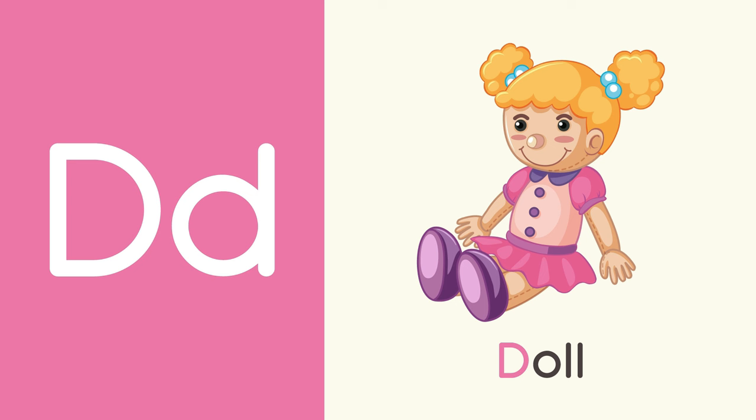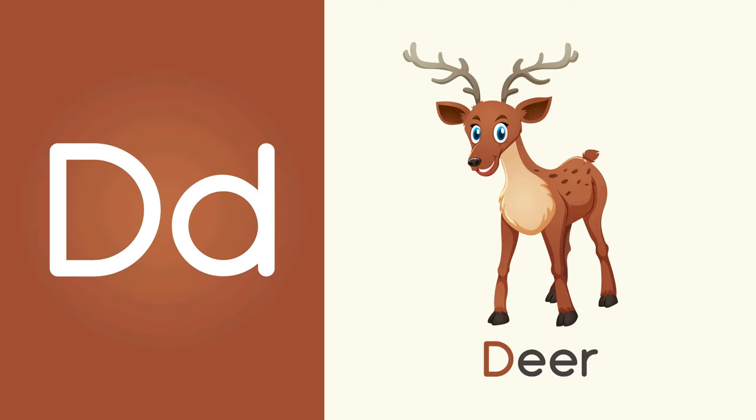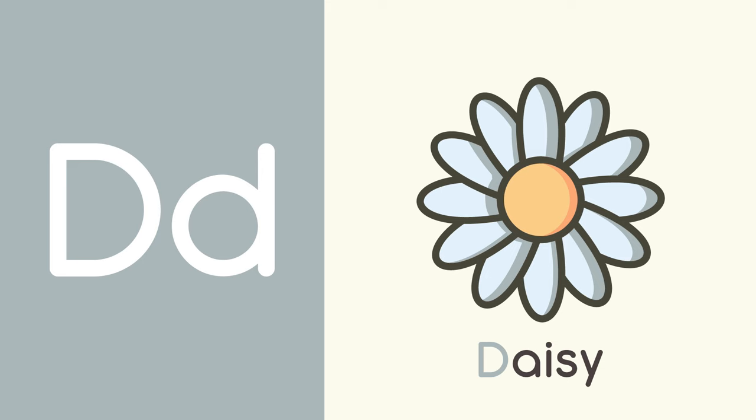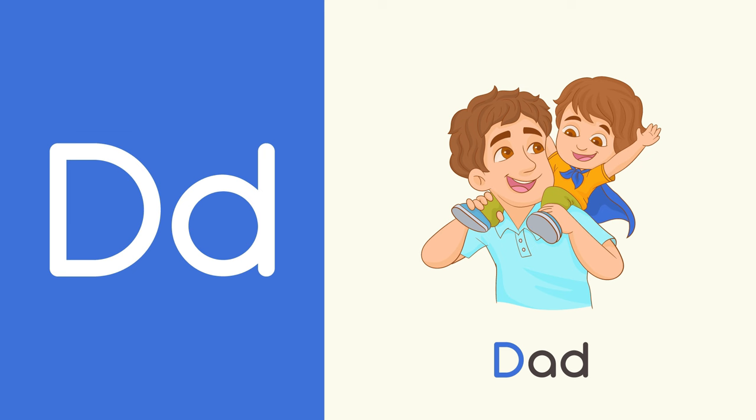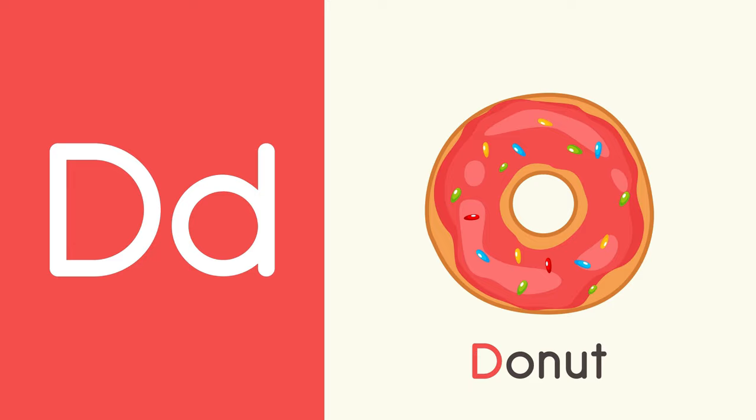D is for doll. D is for deer. D is for dinosaur. D is for daisy. D is for drum. D is for dog. D is for bag. D is for donut.